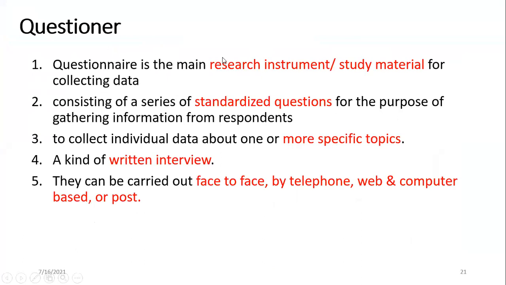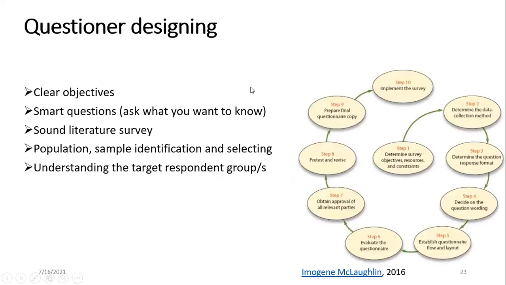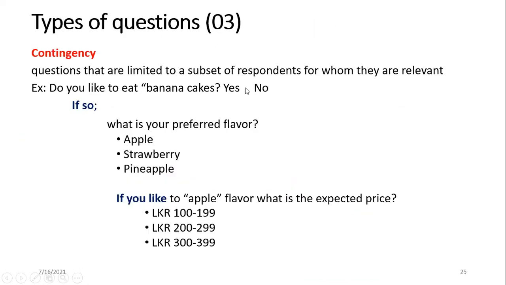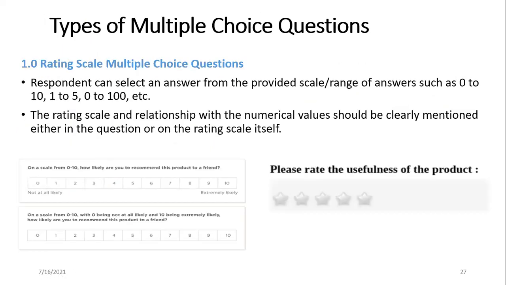Then about the questionnaire, how to develop questions. Standardized questionnaires were also discussed. Actually, these slides are important in developing questionnaires: self-administered questionnaires and interview-administered questionnaires, and how to design a questionnaire. There are three types of questions: open-ended, closed-ended, and contingency questions. We have discussed the differences between these questions and how to use them.